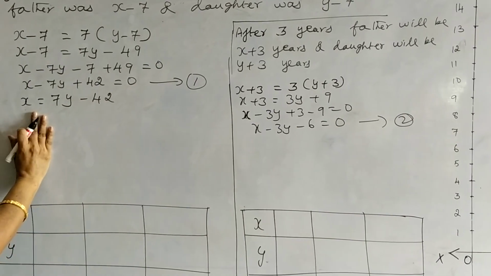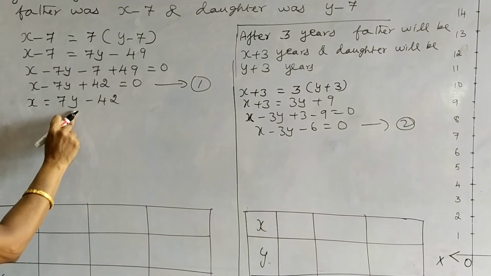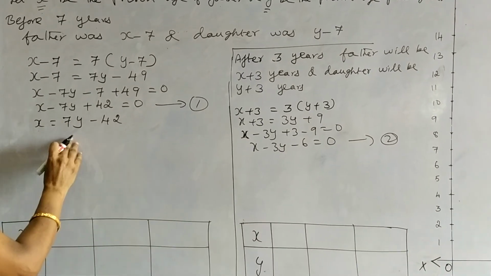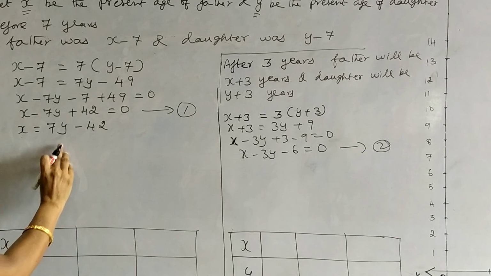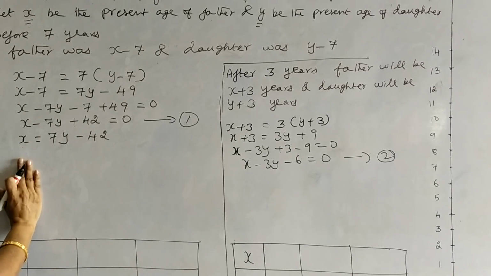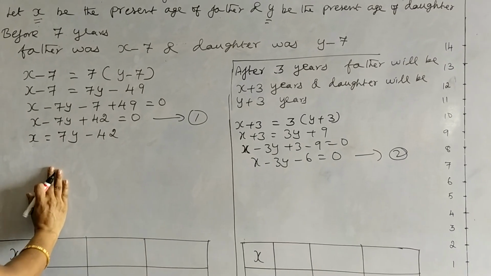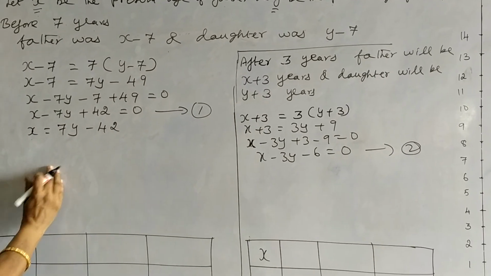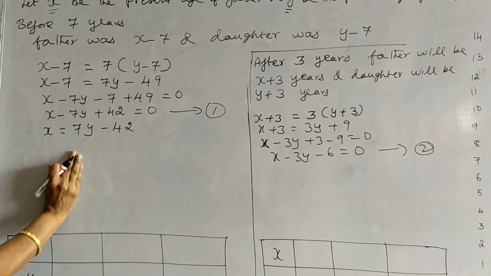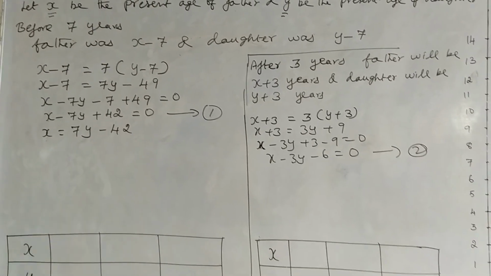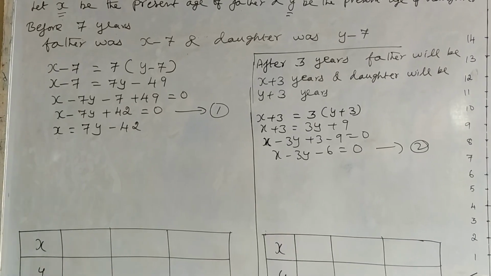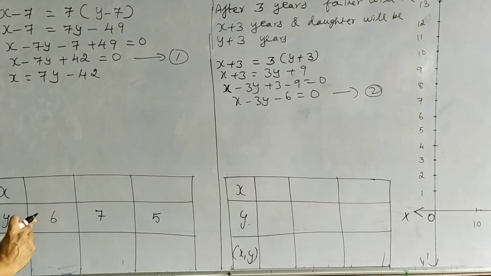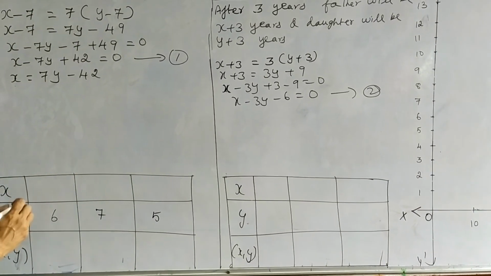Any convenient values we can take. Any random values. Y can be 0, we can take minus 100, minus 1000, minus 500, plus 800, any random value which can be represented on the graph. That we should keep in mind. It should not be a very big number, or if it is a decimal, it is difficult to plot the point. So as per your convenience, we can give values for y. I have taken the values of y as 6, 7, 5. So I am going to find out the corresponding values of x.